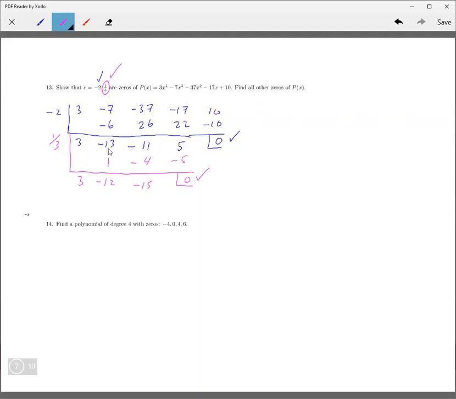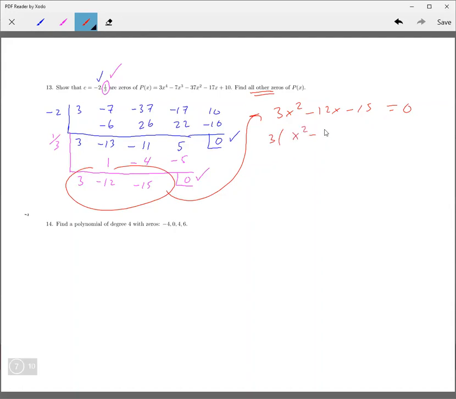Now the biggest reason for doing it this way, despite the fact that it's only 4 across instead of 5, is that this right here is going to give you the other zeros. So the other zeros, you're going to use this right here: 3x squared minus 12x minus 15. I can factor a 3 out, and that gives x squared minus 4x minus 5.